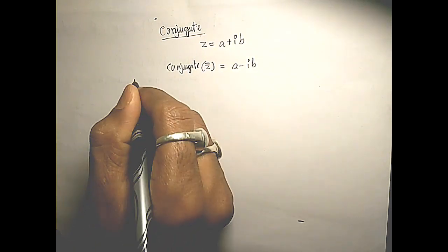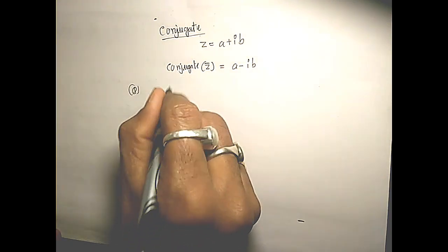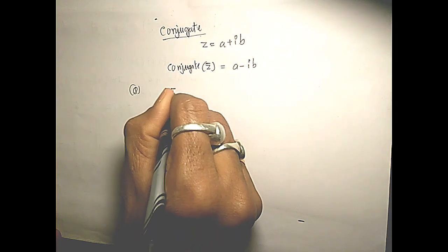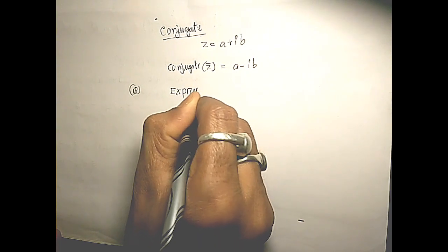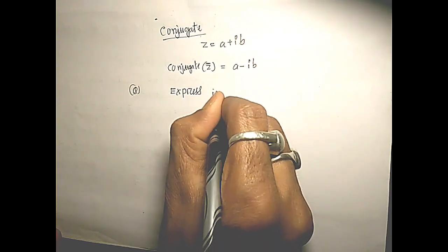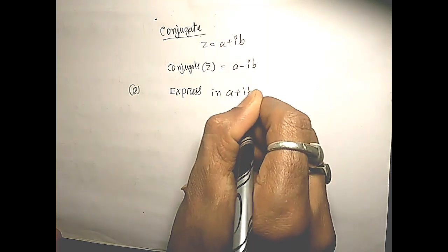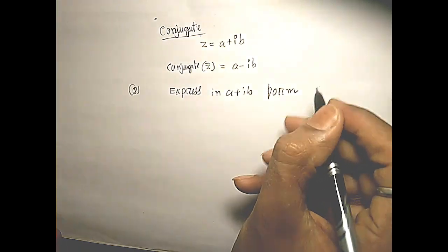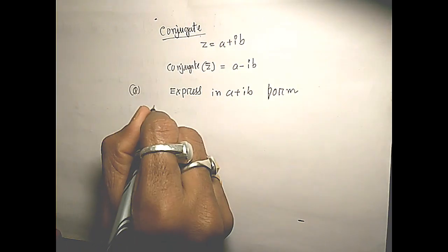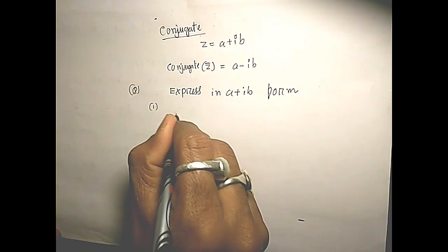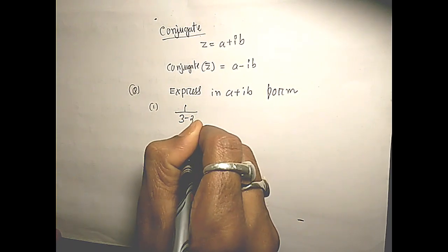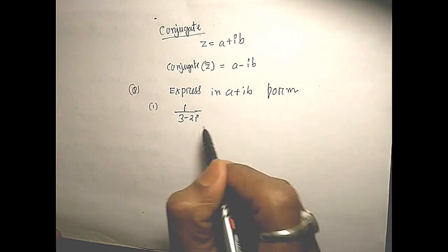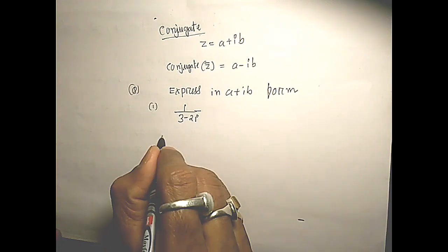So let us discuss one question. Express in a plus ib form. This is a very important question from the examination point of view. Express in a plus ib form: 1 by 3 minus 2i. This is the question.